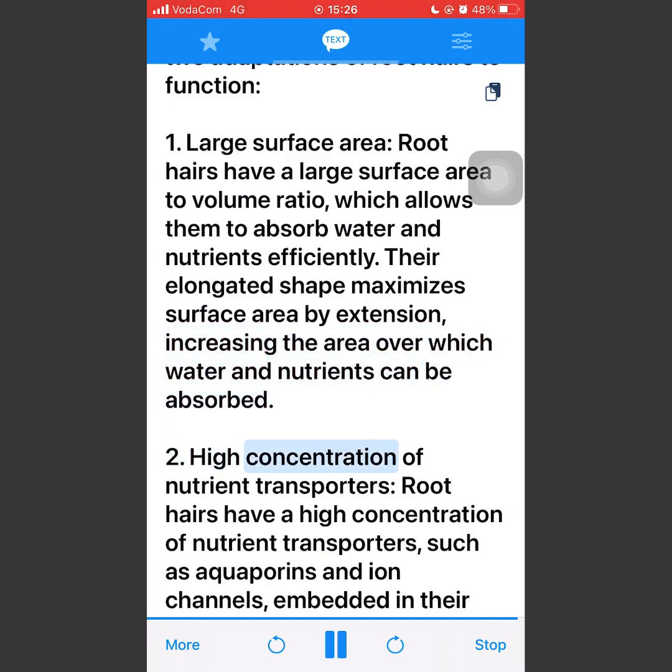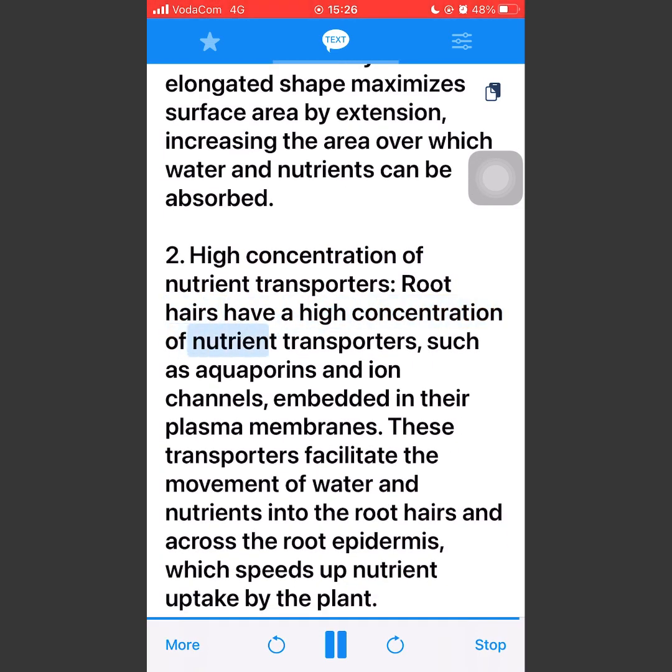2. High concentration of nutrient transporters. Root hairs have a high concentration of nutrient transporters, such as aquaporins and ion channels, embedded in their plasma membranes. These transporters facilitate the movement of water and nutrients into the root hairs and across the root epidermis, which speeds up nutrient uptake by the plant.